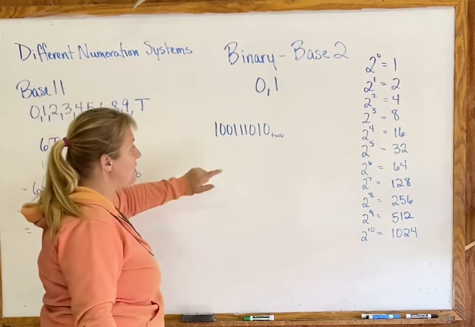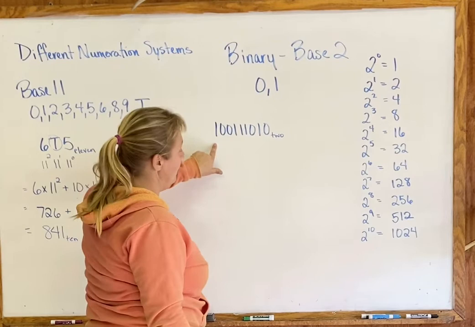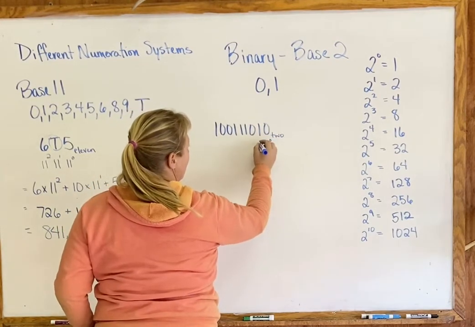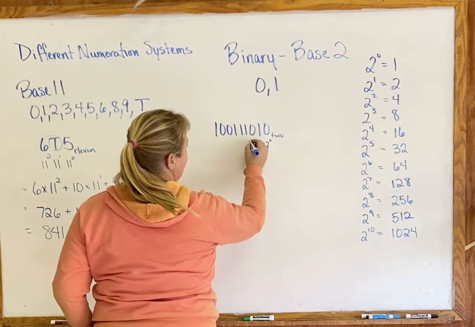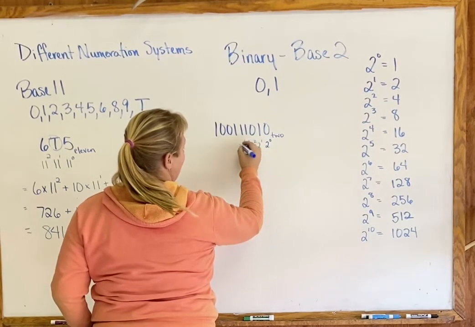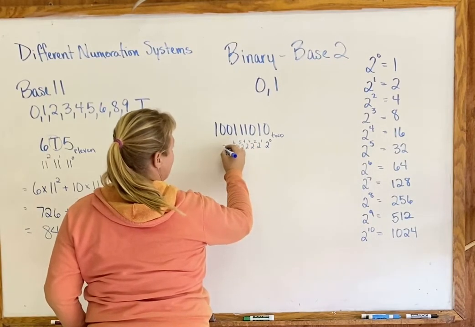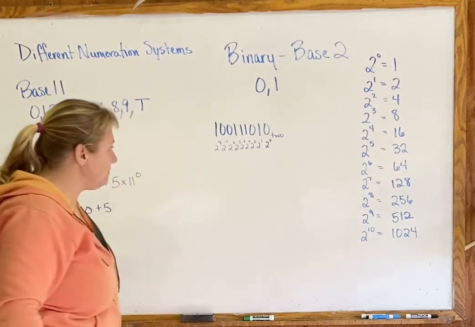Now, just like we did before, we're going to start with powers of 2 this time, and 2 to the 0 would go first. So 2 to the 0, 2 to the 1, 2 to the 2, 2 to the 3, 2 to the 4, 2 to the 5, 2 to the 6, 2 to the 7, 2 to the 8.